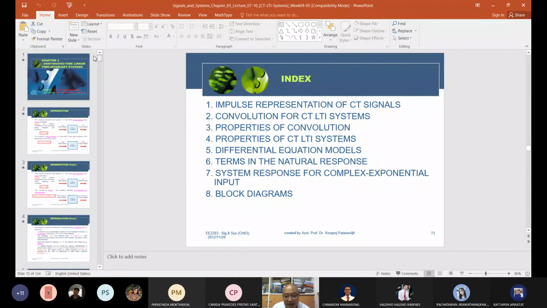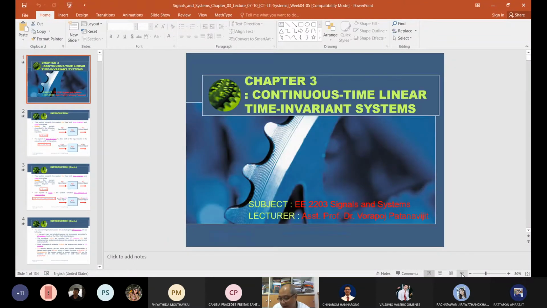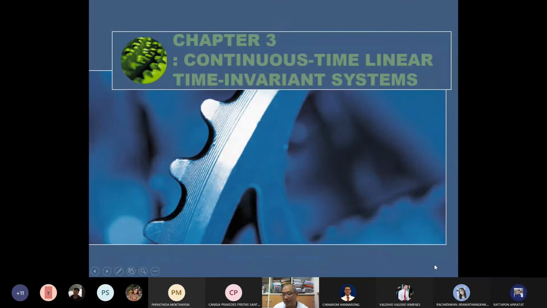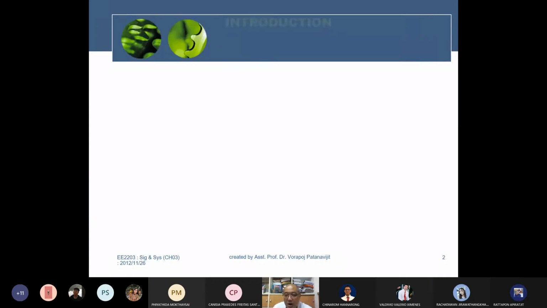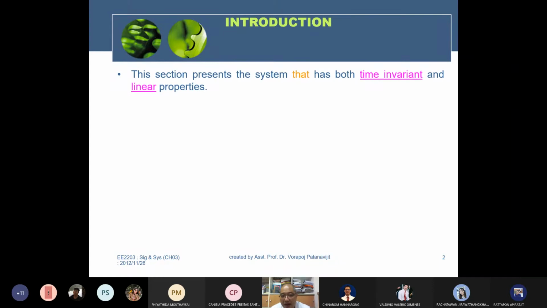We came back in here. I think after you understand, or at least if not fully understand, the convolution, you know about the idea of how to determine the convolution. The convolution operator is applied on a linear and time-invariant system. This section presents the system that has both the time-invariant and the linear property.